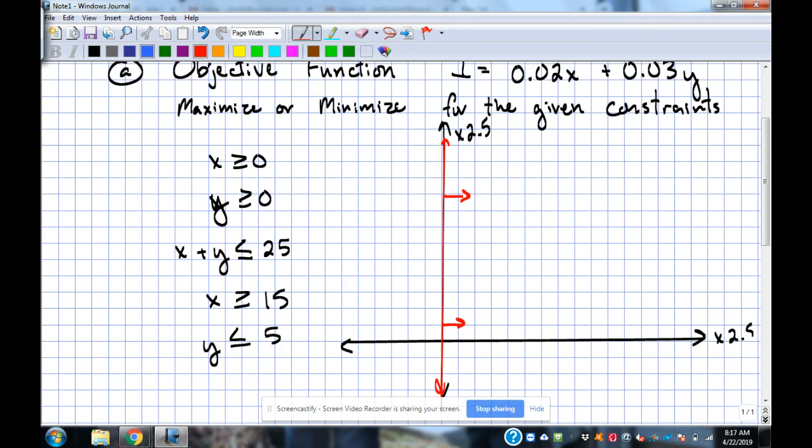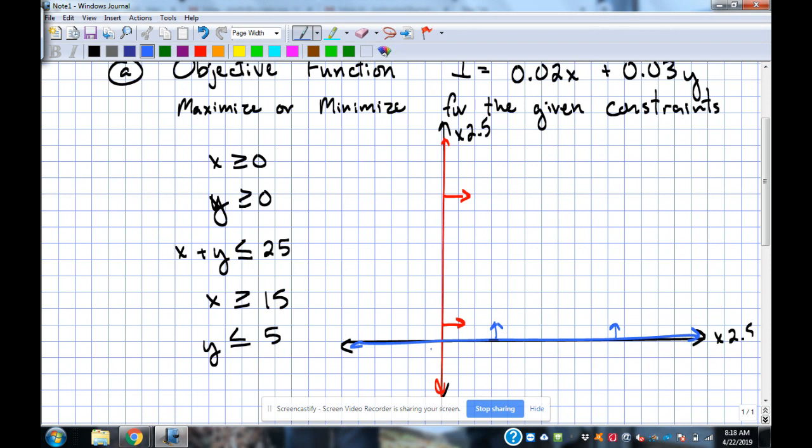And then y is greater than or equal to 0. That'll just be the x-axis and going up from there. And then x plus y is less than or equal to 25. So I'm looking at that and thinking, okay, the x-intercept would be 25, the y-intercept would be 25. That's one way to graph that. You could also get it in slope-intercept form to graph it. That's absolutely okay to do.